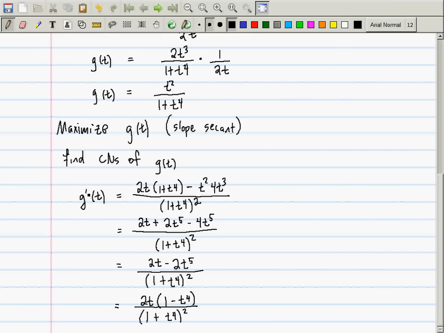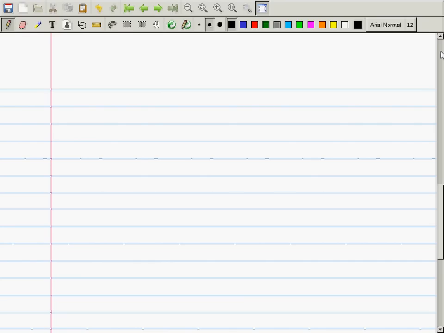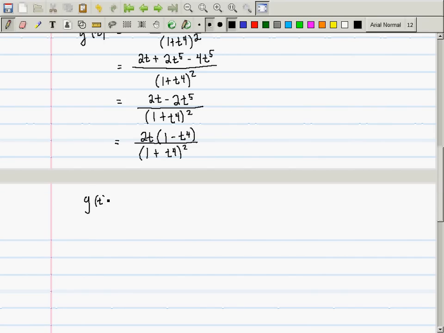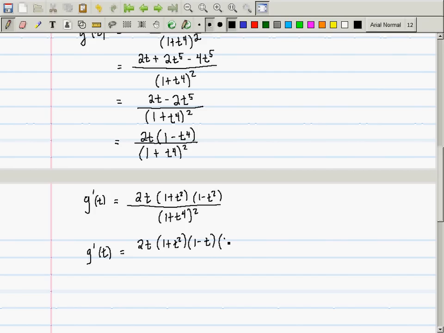Now, 1 minus t to the fourth also simplifies. So, continuing down here, the derivative of g of t is equal to 2t, and then how does 1 minus t to the fourth factor? 1 plus t squared multiplied by 1 minus t squared, and then over 1 plus t to the fourth squared. Now maybe even one more: this is 2t multiplied by 1 plus t squared multiplied by 1 minus t multiplied by 1 plus t, over 1 plus t to the fourth squared.